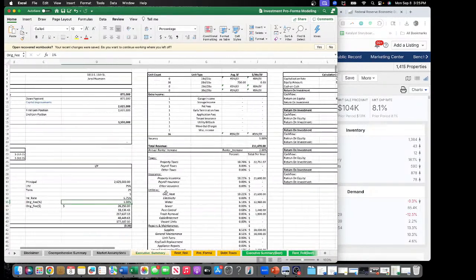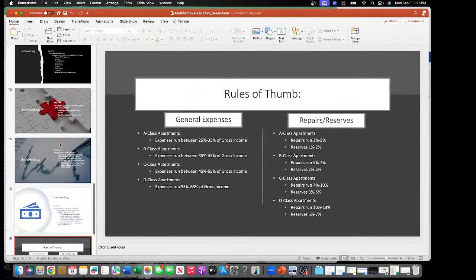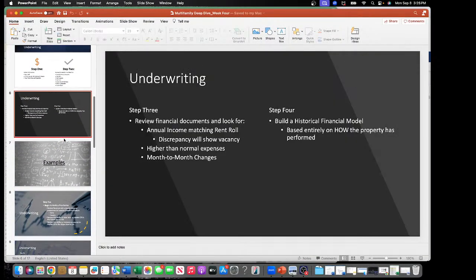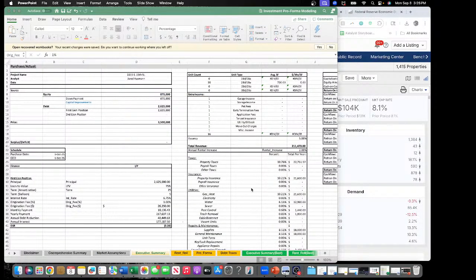And now we have this first tab ready to go. What I'm then going to do is go back to the numbers here. If you remember this, come back to our rules of thumb here. First thing I'm going to do is start looking at the financial documents, the history, what is the rent roll. So I'm going to go to this rent roll tab here.